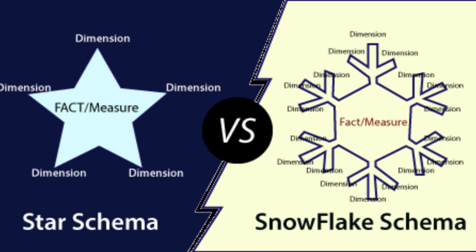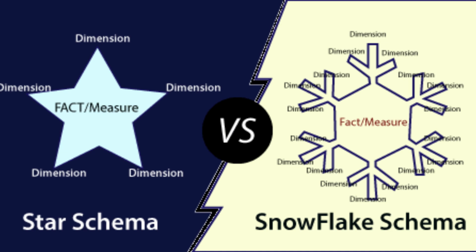5. ETL complexity. The complexity of the ETL, extract, transform, load, process can influence the choice. A star schema might require a simpler ETL process compared to a Snowflake schema. 6. Storage costs. If storage costs are a concern, the more space-efficient Snowflake schema might be chosen.